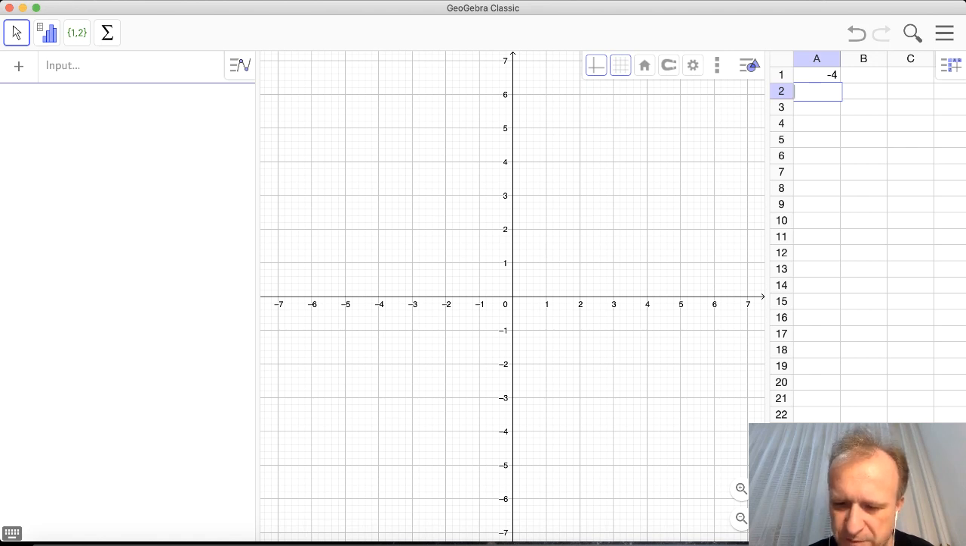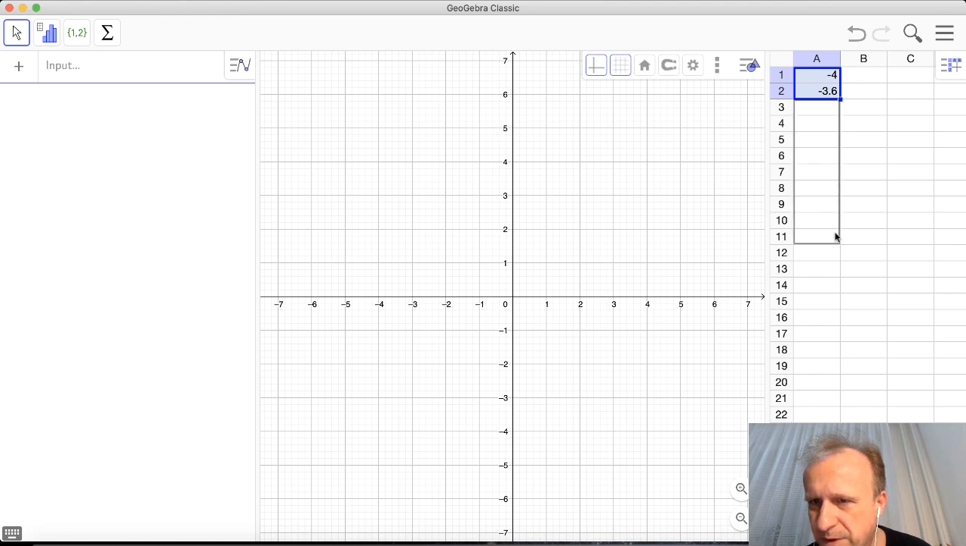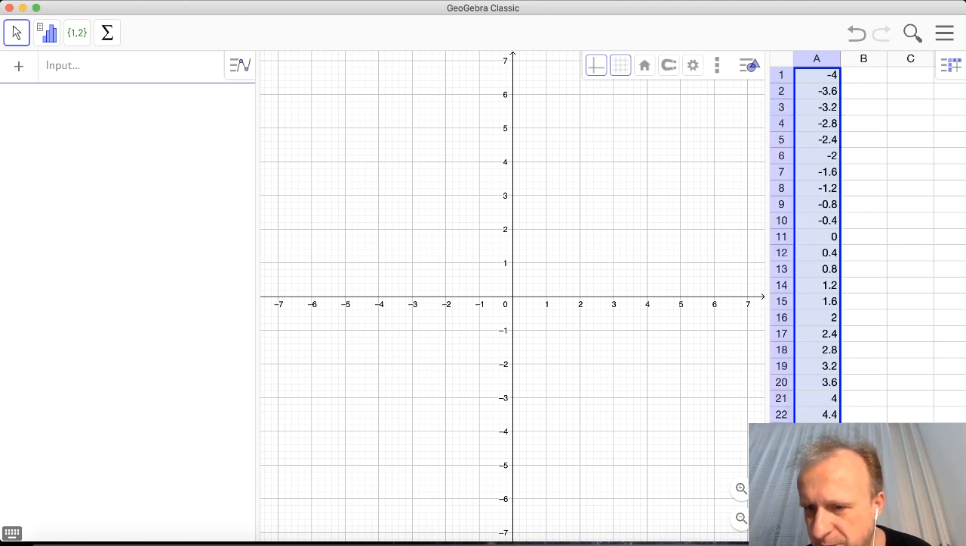So the next one would be -3.6 like this, and I need to continue until I reach number 4. So therefore it's good to copy this table, or these two values, and copy them according to this pattern. So I hope I will get to number 4.